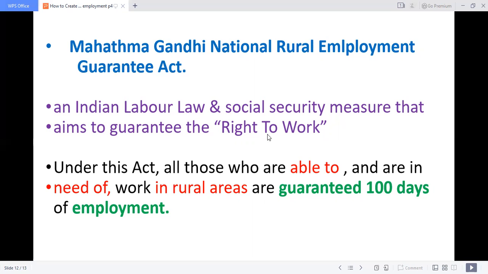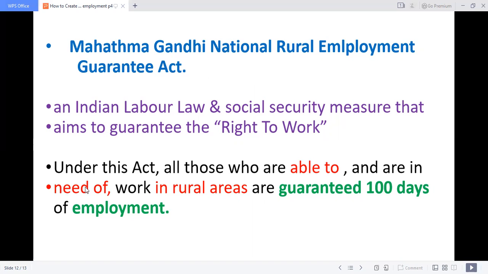It is the duty and responsibility of the government to provide employment opportunities to those who are ready and able to work. So that is a fundamental right. According to this right to work, this labor law and social security measure has been enacted and implemented. That is MNREGA, the Mahatma Gandhi National Rural Employment Guarantee Act. Under this act, all people who are able to work and in need of work, because otherwise they cannot feed themselves.